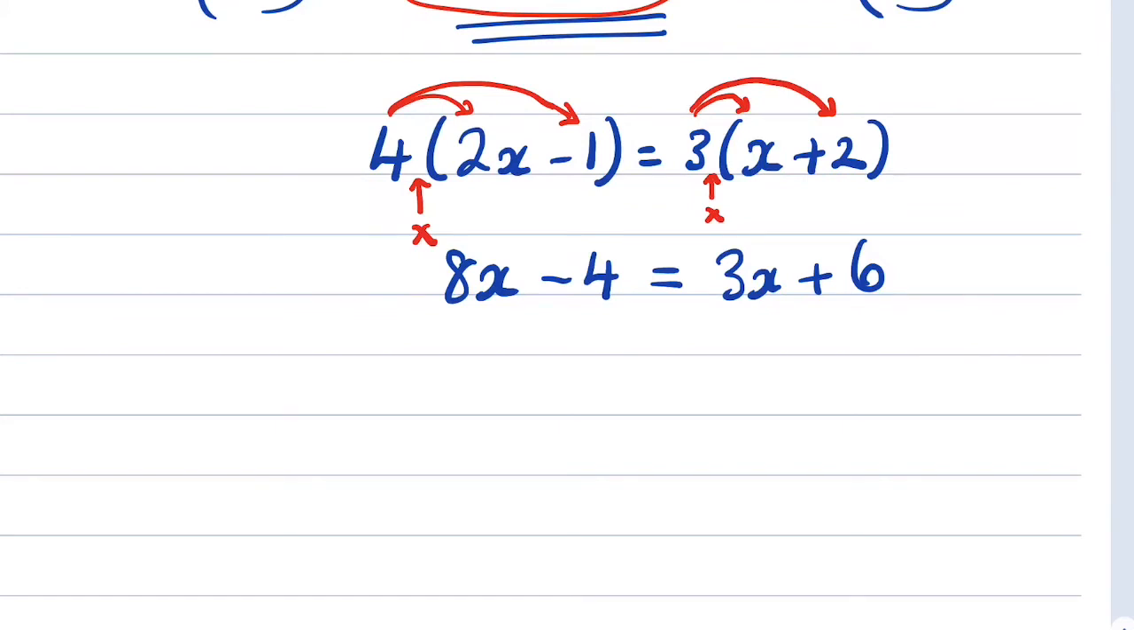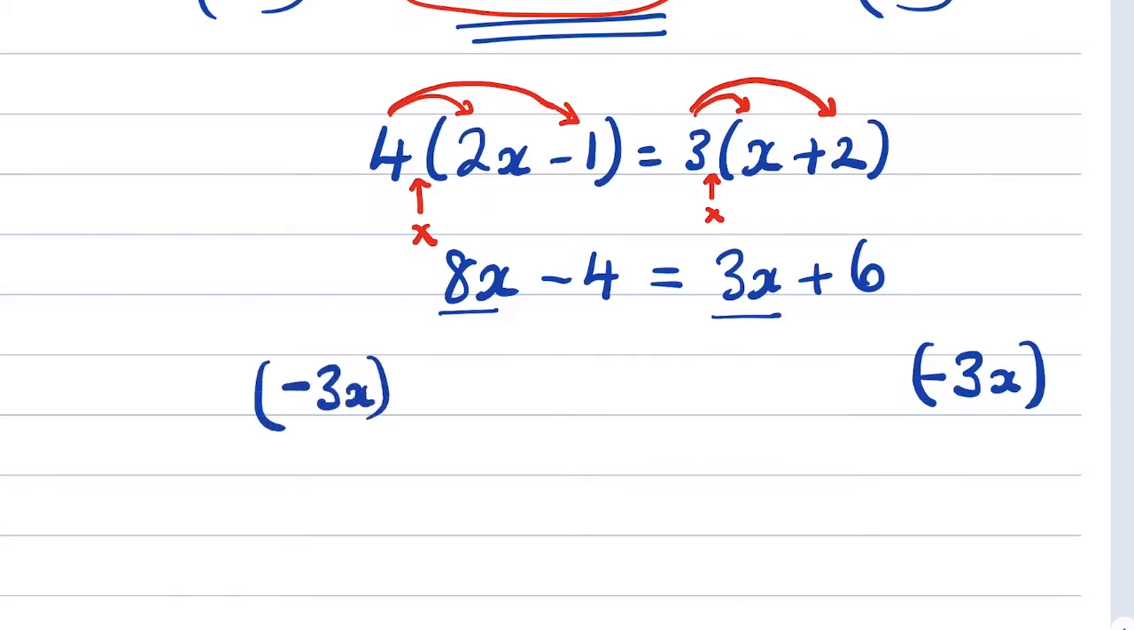What we do, we can look at these x coefficients. We always look to see which is the lowest one, and in this case 3x is clearly lower than 8x, so we could start with that. We could say, let's remove that positive 3x from the right hand side, and then we must do the same to the left hand side.